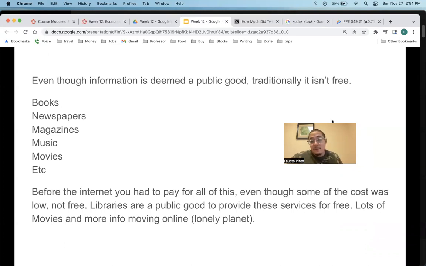Lots of movies and more info is moving online. I talked famously throughout this class about the Lonely Planet guide. Less and less I'm relying on it because I can just go on these blogs, wiki travel, Google where I want to go. I mean, I look through it here and there, especially now. My local library has an online database where I can go through and rent it. So we're moving less and less from the physical medium of these public goods to the digital medium, and they're becoming more and more free.